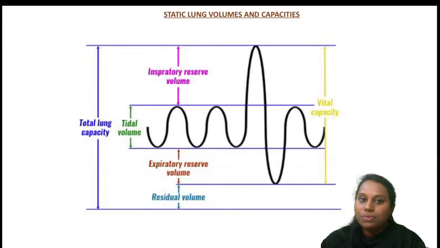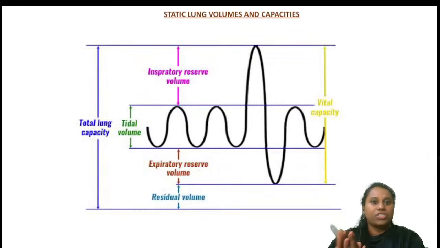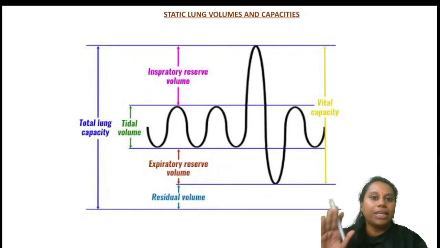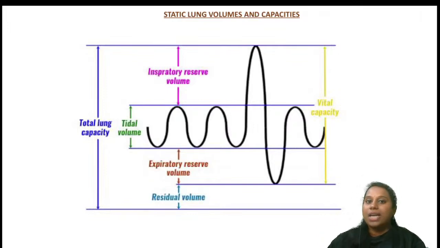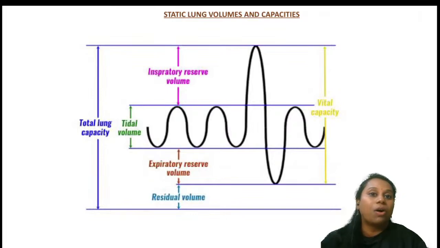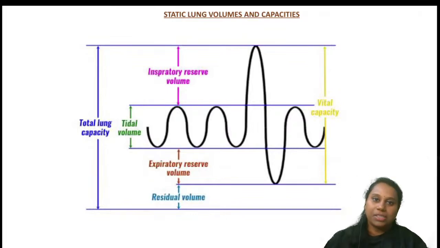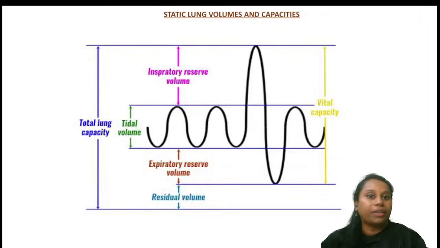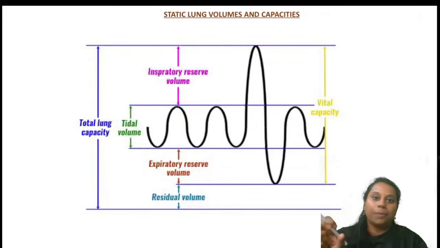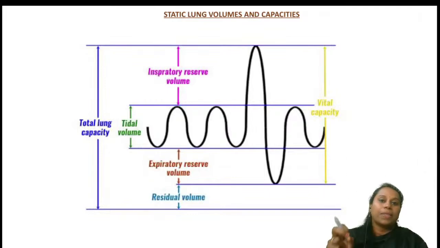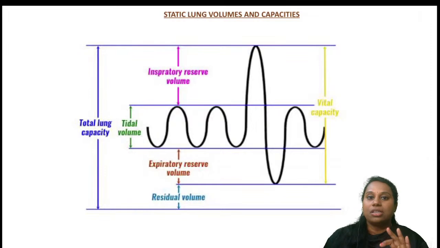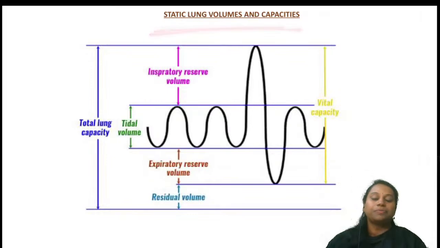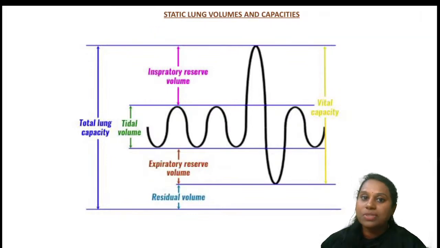What are static lung volumes and capacities? When you measure lung volumes and capacities just in liters or just in ml, not over time, that is called static lung volumes and capacities. What is the counterpart of this? Dynamic lung volumes and capacities. Dynamic means when you measure it over time, like how many liters in the first second or in the second. Over time, that is dynamic. Just in liters, not over time, that is static. So let's learn what the different static lung volumes and capacities are.